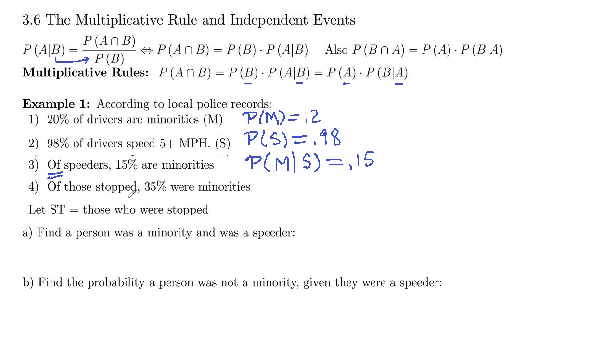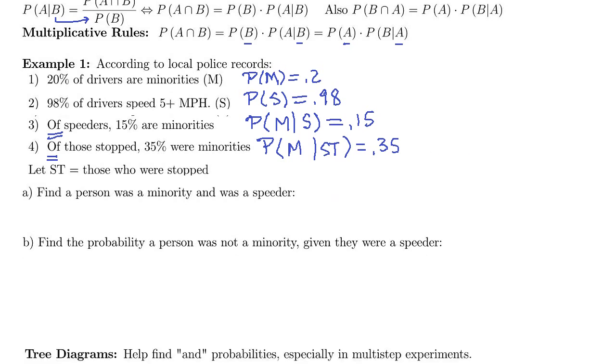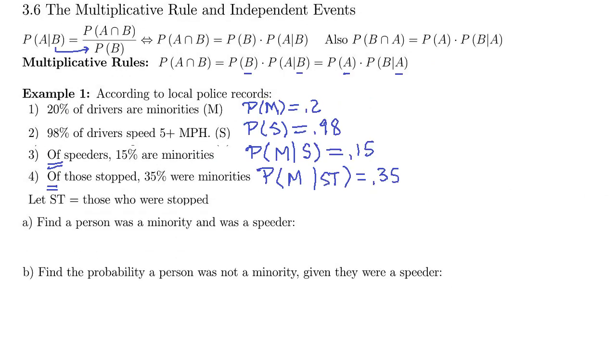And then of those that are stopped, 35% are minorities. So let's let ST be the event that they were stopped. So given that they were stopped, the probability they are a minority was 0.35. This is kind of alluding to this idea of racial profiling in ticketing and arrests. So that's why we might want to know some of these probabilities.